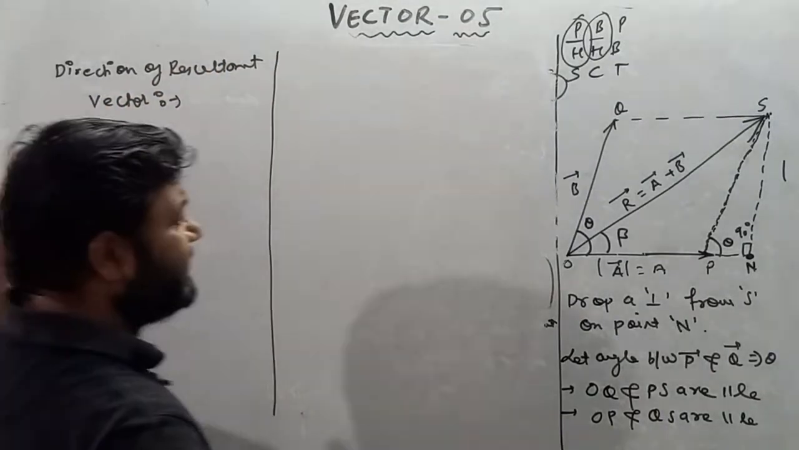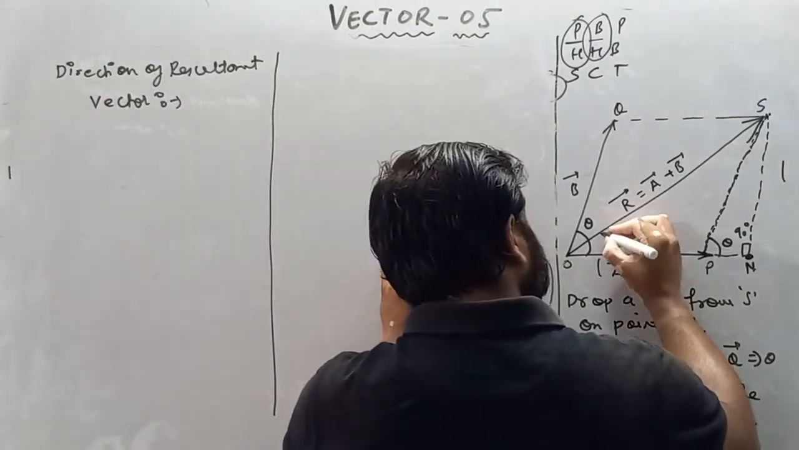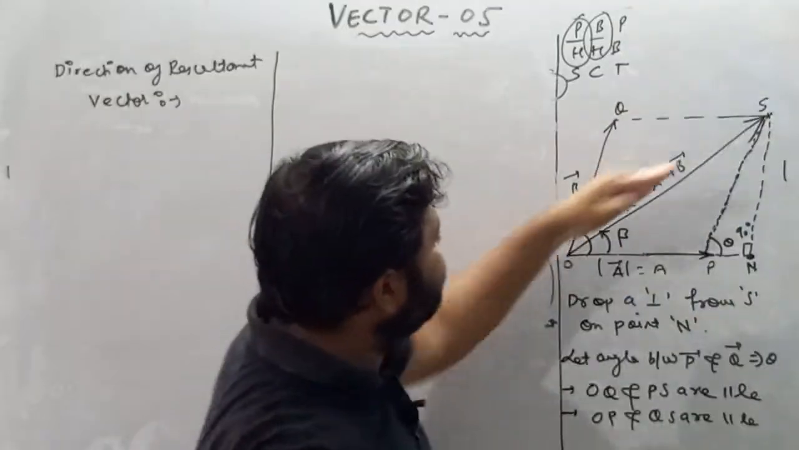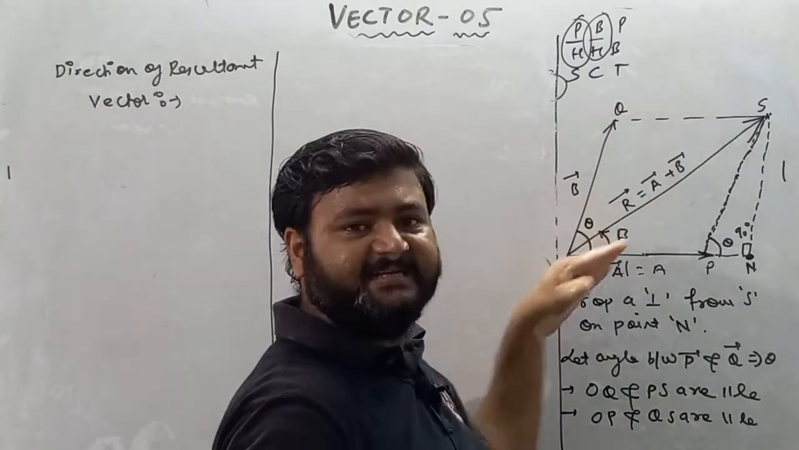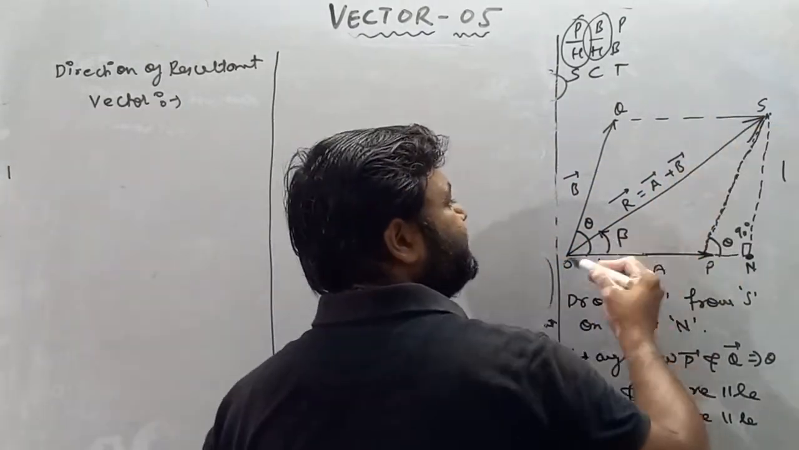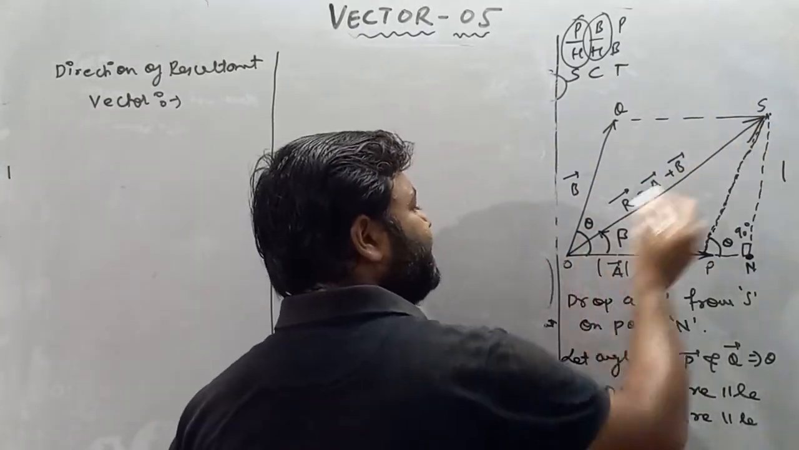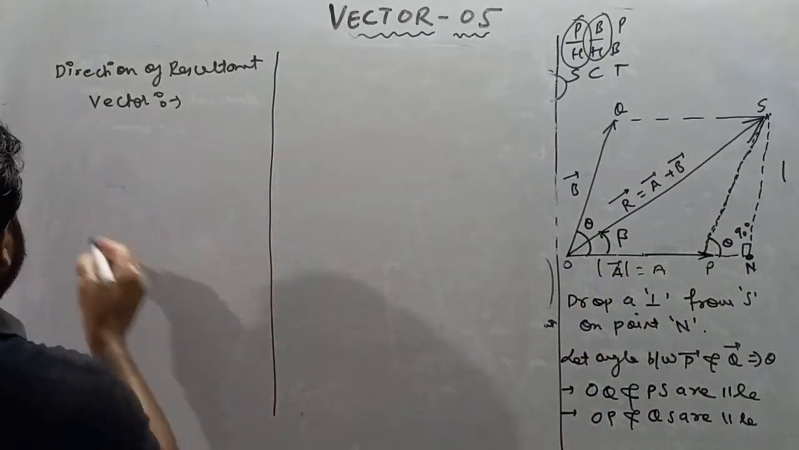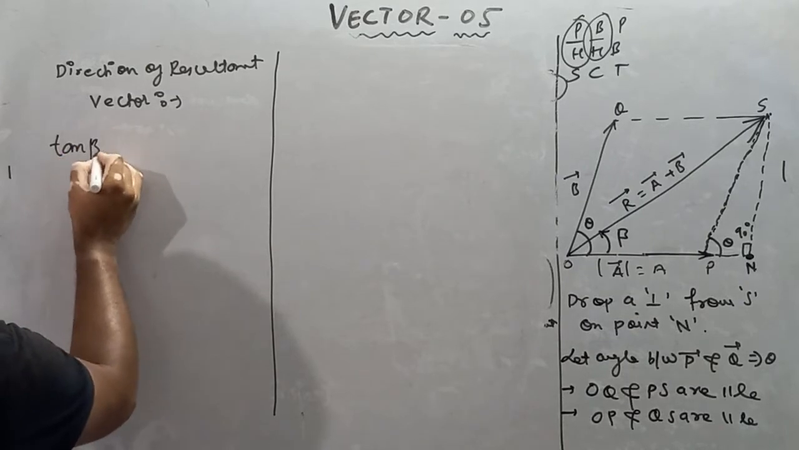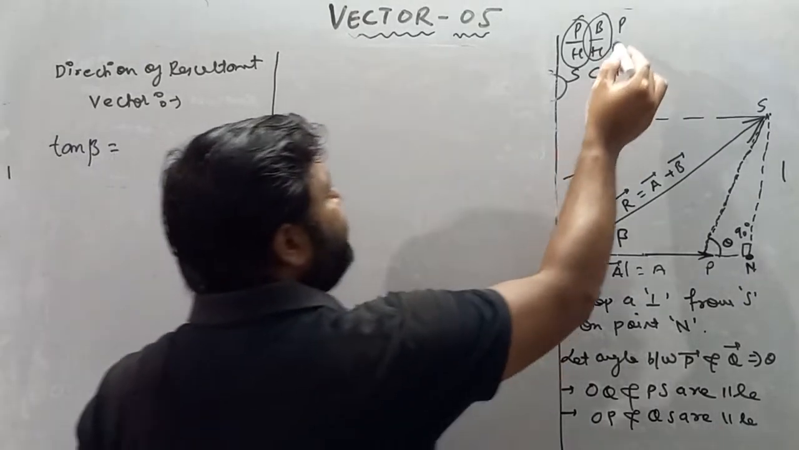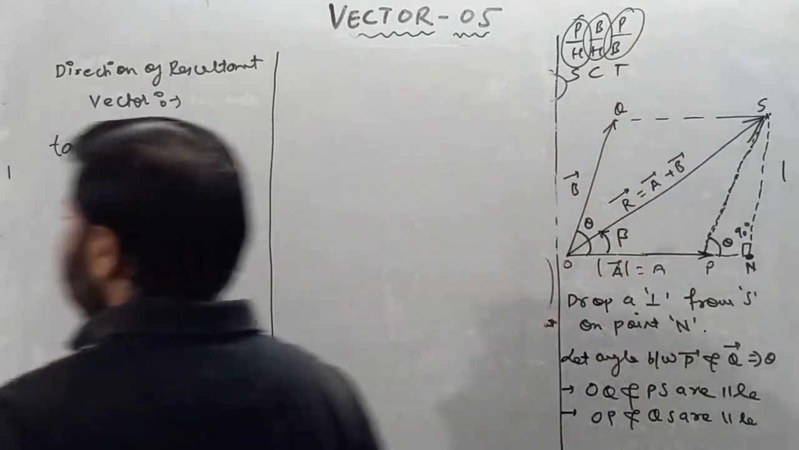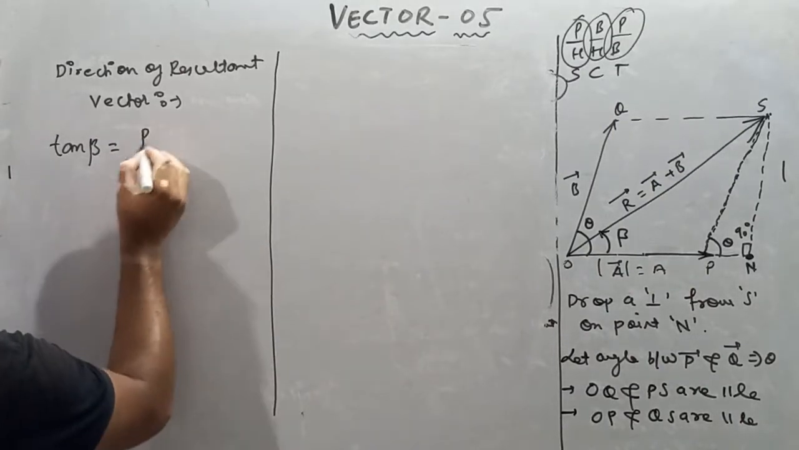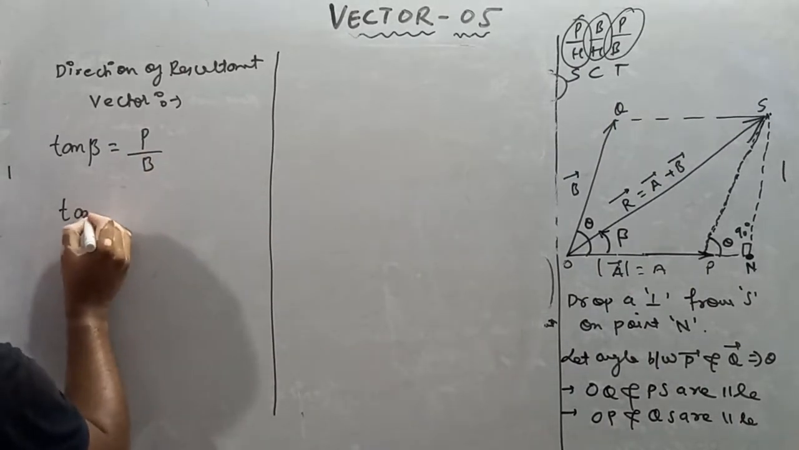Direction of resultant vector means find the tan angle of the resultant vector. So this is your resultant vector and this resultant vector is making angle beta. So we'll find tan beta. Tan beta is equal to, we know that tan theta is perpendicular upon base.